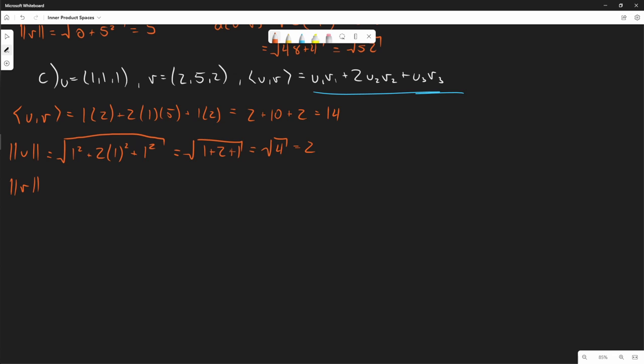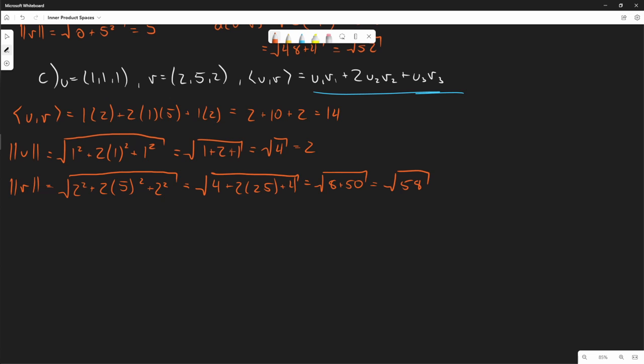For our magnitude of v, this would be 2 squared plus 2 times 5 squared plus 2 squared again. So many 2's. This is equal to the square root of 4 plus 2 times 25 plus 4. So it'll be the square root of 8 plus 50, which is the square root of 58.